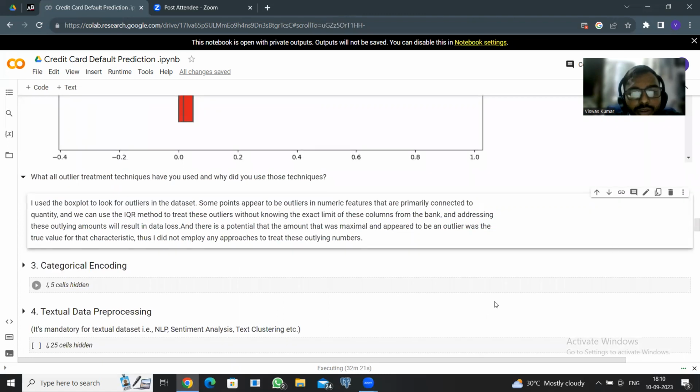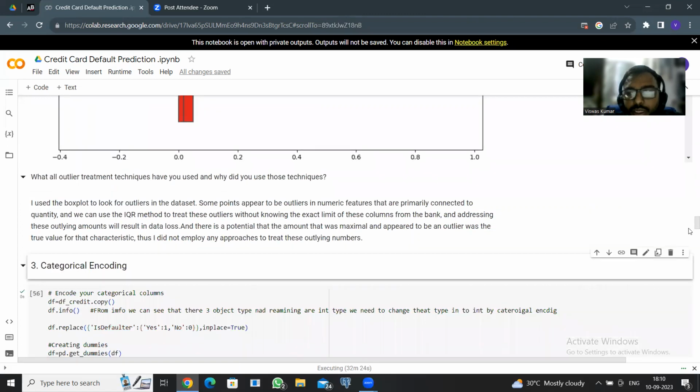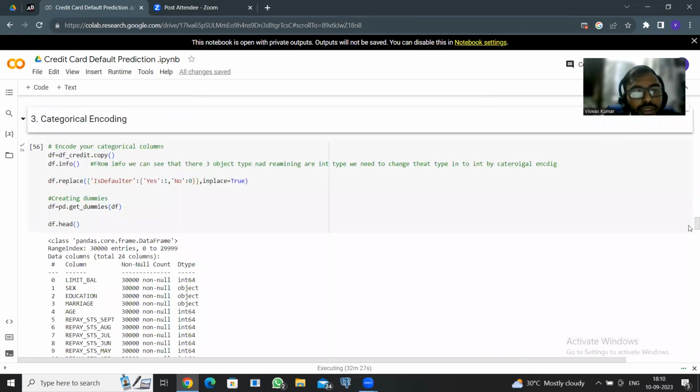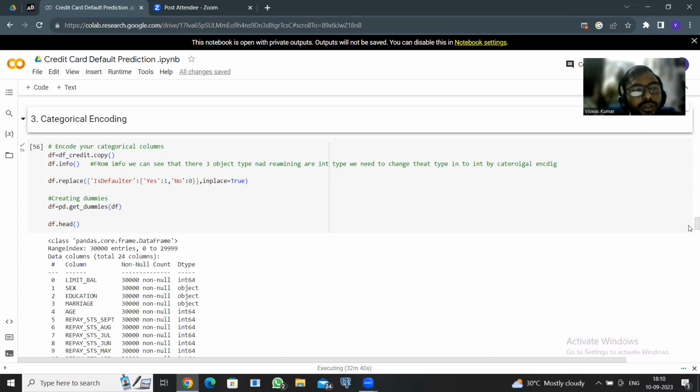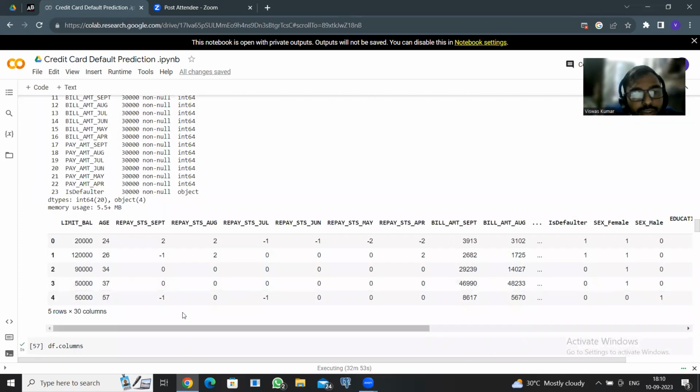So, categorical encoding. Before, we created some categorical features to analyze in the columns in our exploratory data analysis. Now we have to replace the categorical features with integer features to feed our data into the model. So we are replacing defaulters' yes with 1 and no with 0, and we have to get dummies for each and every column. Here we can see that each column has been repeated with a dummy variable.